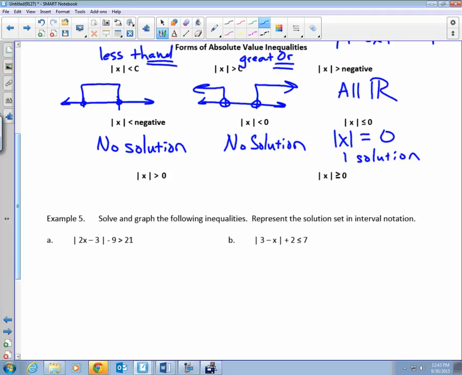Can an absolute value be greater than 0? Is it always greater than 0? Except for where it's equal to 0. So in this case, it would exclude one number. There would be one number, some number x, that would be excluded from the solution set, and it would look like that. Is there any situation where an absolute value wouldn't be greater than or equal to 0? So all real numbers will work in that situation.